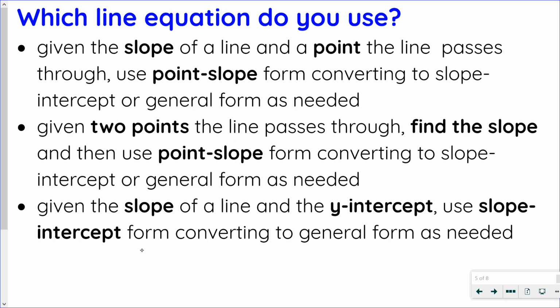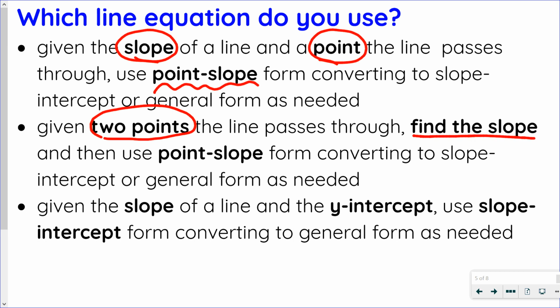So the question really becomes, which line equation do you use? Okay, so I have 3 different scenarios. If I am given the slope of a line and a point that it passes through, well, put those together, I would use point slope form. And then I can convert to slope intercept or general form as needed. If I'm given 2 points that a line passes through, well, I'm going to calculate the slope, rise over run, and then I can use point slope form, and I can convert to slope intercept or general form as needed.